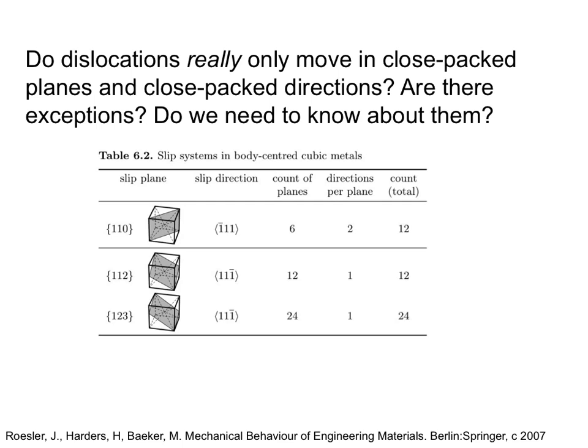So somebody asked, do dislocations really only move in close packed planes and close packed directions? Are there exceptions? Do we need to know about them? And so this figure comes from our text by Roessler, and this is the slip systems in body-centered cubic metals. And so we have the slip system that we have been focusing on, where the slip plane is the 110, which is the close packed plane. But slip is also possible with the same Burgers vector, which is that close packed direction, but on other planes. And these are not the close packed planes, but this does happen. So the answer is yes, there are certainly exceptions.